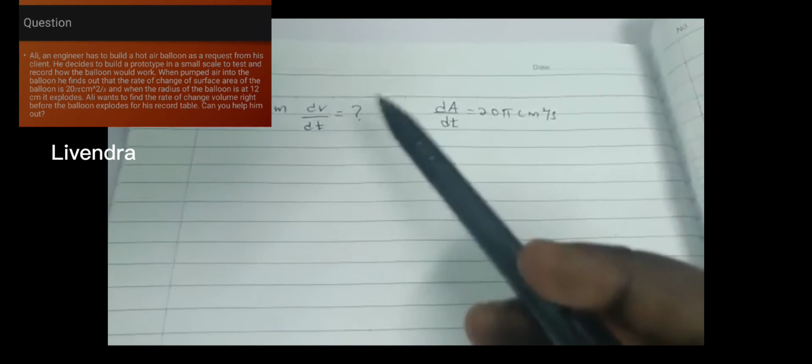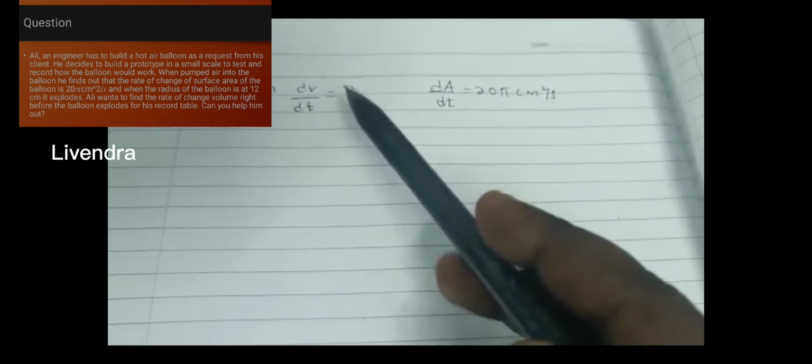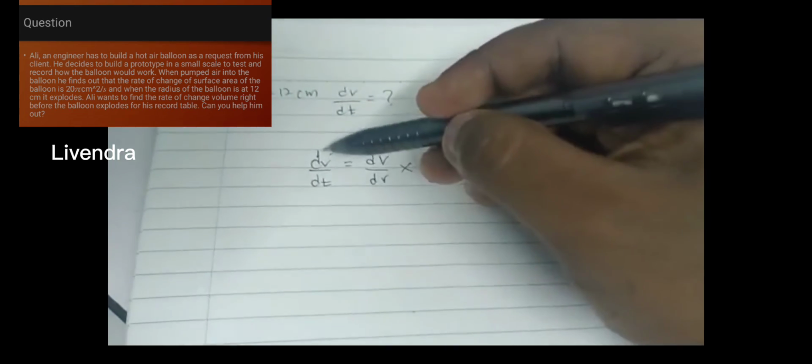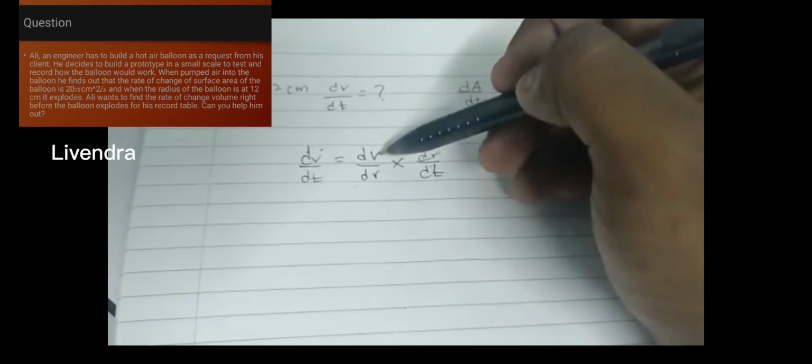They wanted us to find the rate of change of volume right before the balloon explodes, which is at radius 12 cm, and they also gave us the rate of change of the surface area of the sphere. So to find dV/dt we need a chain rule. The first chain rule I'm going to write is dV/dt equals dV/dr times dr/dt. We need to find dV/dt. We can find dV/dr and dr/dt, but none of it is given.